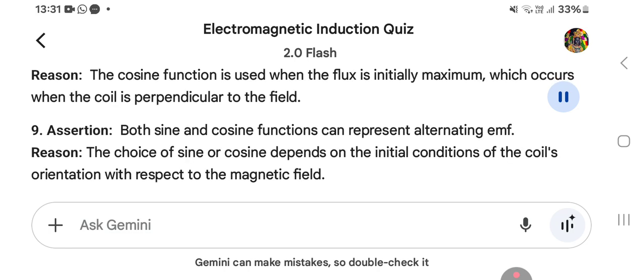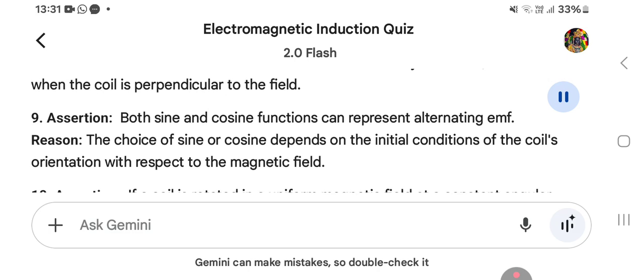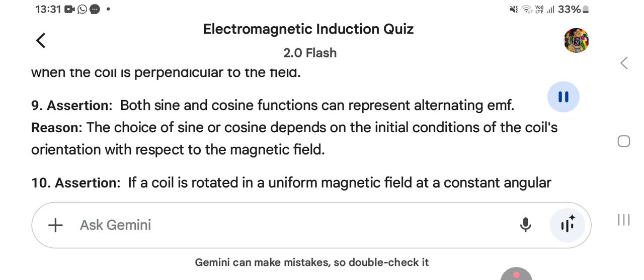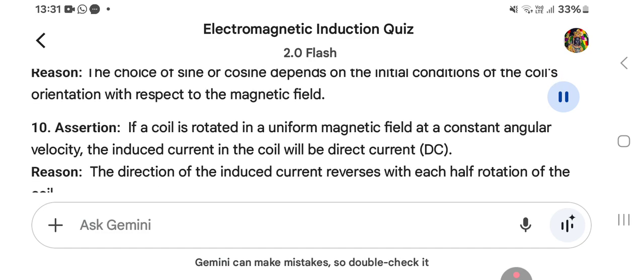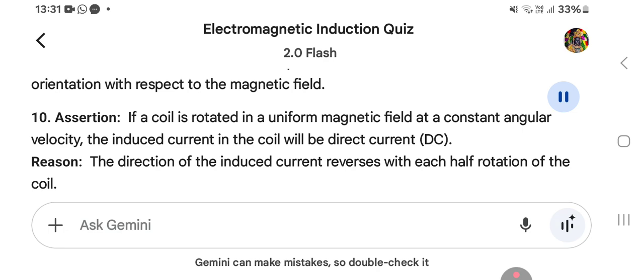9. Assertion: Both sine and cosine functions can represent alternating EMF. Reason: The choice of sine or cosine depends on the initial conditions of the coil's orientation with respect to the magnetic field.